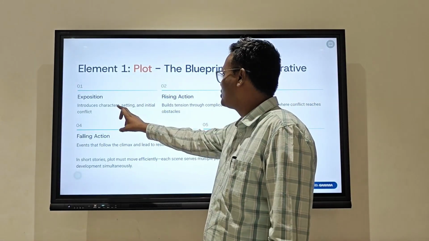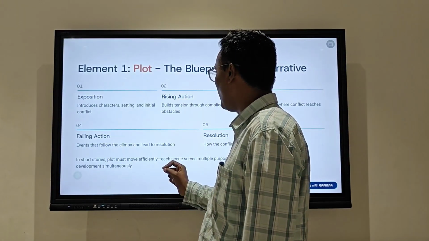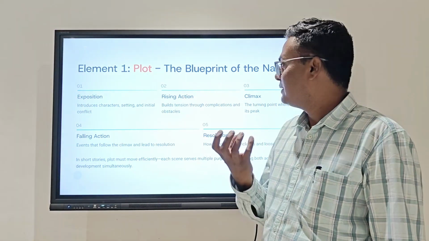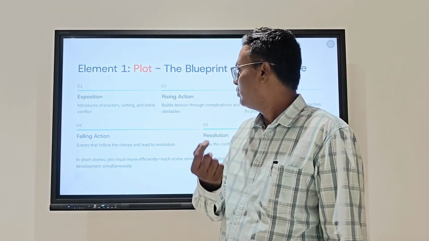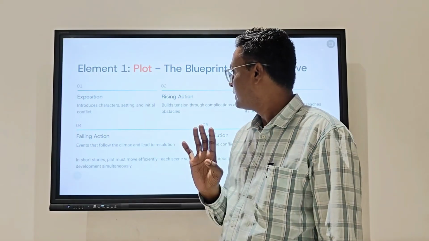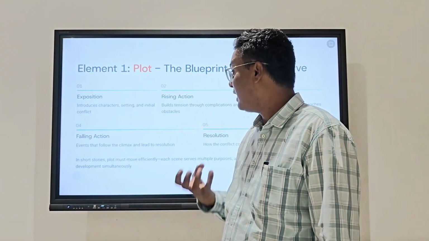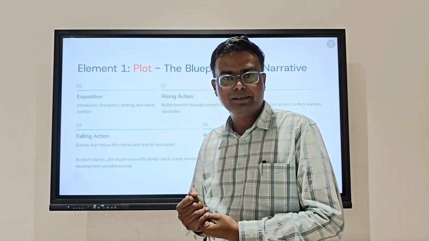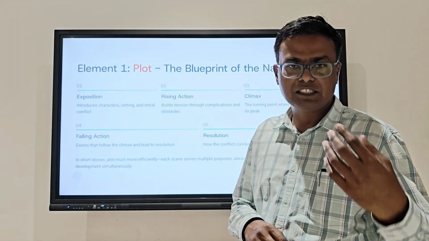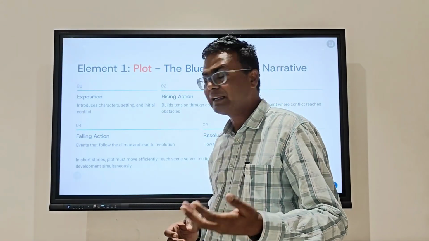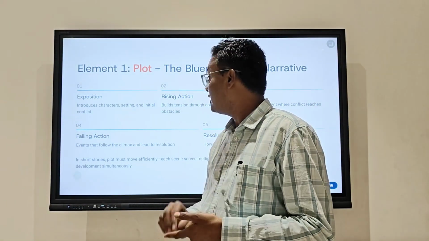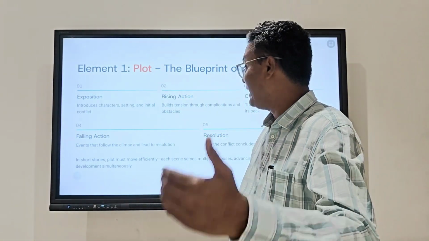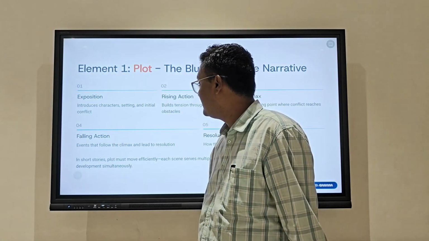The first element of the plot is exposition. Whenever there is a story, we see that within two or three lines, we are introduced to the characters. We come to know who the characters in the story are. This is the first paragraph of a story. If we read it, you will understand that it tells us about the basic important characters of the story. Then it also tells us where the story takes place, isn't it? It's about the setting, as we have already talked about.